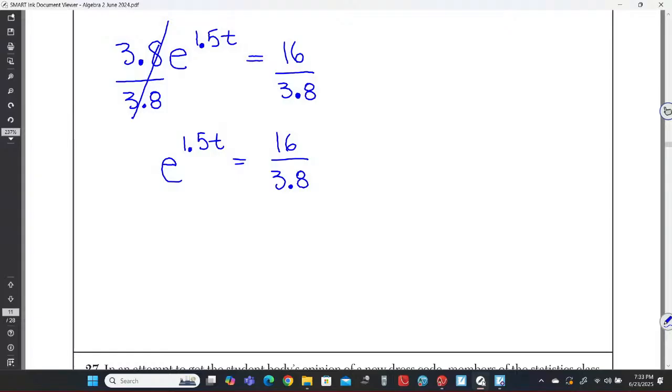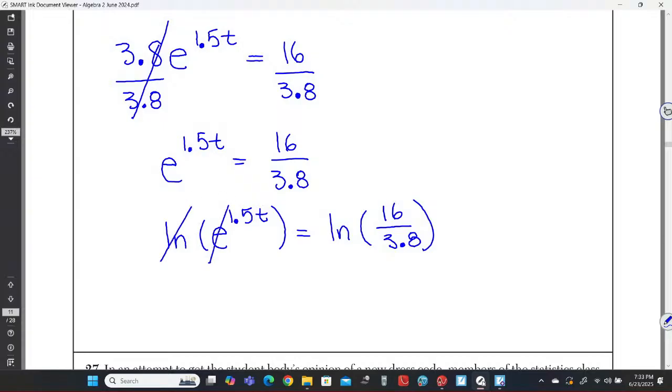Now, how do I get rid of that exponential? Well, I want to take the log base e of both sides, and that is the natural logarithm. The natural logarithm is the inverse of the exponential, so when we do that, they cancel, and we're left with 1.5t. Oh, that almost looks like a 5, but not really. Let's try it again. 1.5t is equal to the natural logarithm of 16 divided by 3.8, which is whatever it is.